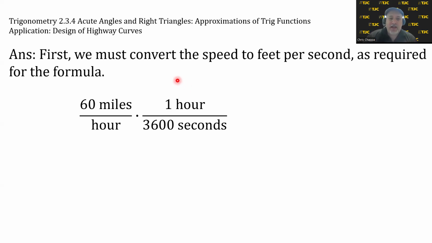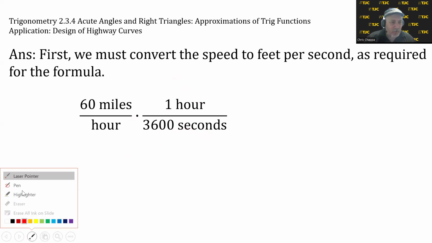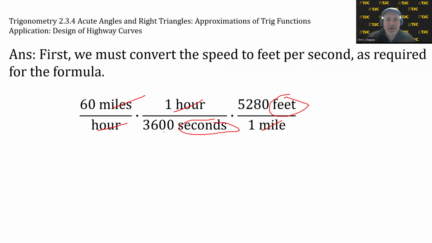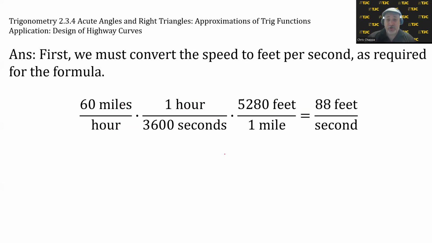For example, I want to eliminate hours and replace it with seconds, so I'm going to multiply by 1 hour over 3,600 seconds. That means the hours cancel. Then we'd have miles per second, but we want feet per second, so we need a ratio that changes miles to feet. That ratio is 5,280 feet to 1 mile. Again, the hours would cancel, the miles would cancel, and the remaining units would be feet per second. So if we do 60 divided by 3,600 times 5,280, we would get exactly 88 feet per second.